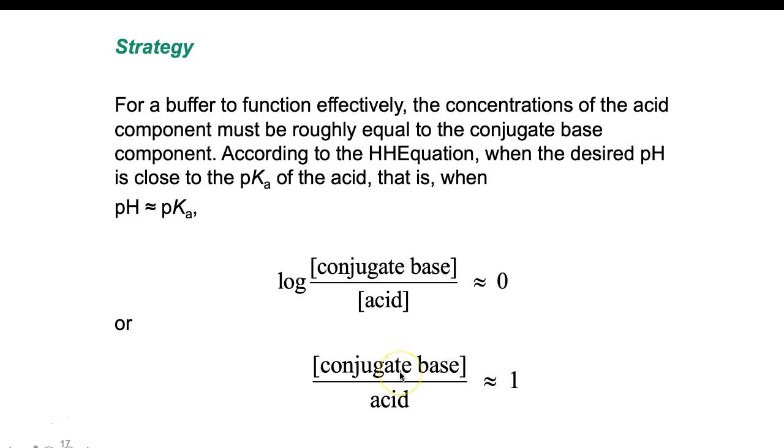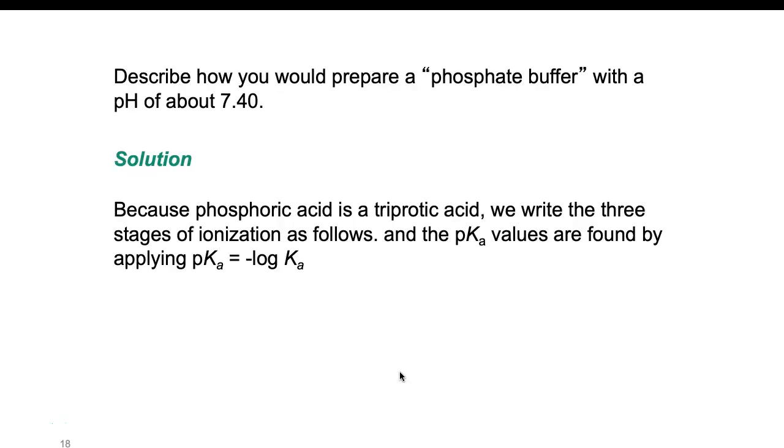Now I mentioned in the beginning of this video that the usual ratio between the base and the acid that you want to have for the buffer is going to be about 1. This way you have enough of both components so that they can react with acids or bases that are entering the system. I left this question up here for a reason, which you're going to see. In our solution, because phosphoric acid is a triprotic acid, we're going to write the 3 stages of ionization as follows, and the pKa values found by applying this. So I get this all done out, and I'll show you how we decide how to come up with the acid and the base.